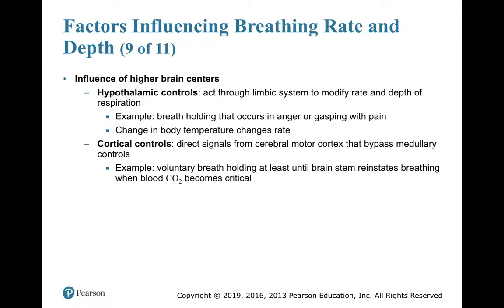The higher brain centers: there is hypothalamic control that acts on the limbic system to modify the rate and depth of respiration. For example, you can hold your breath when you are angry or gasp with pain. Changes in body temperature will change the rate. In the cortex, cortical controls direct signals from the cerebral motor cortex that bypass the medullary controls, so you can have voluntary breath holding until the brain reinstates breathing when CO2 levels become critical.